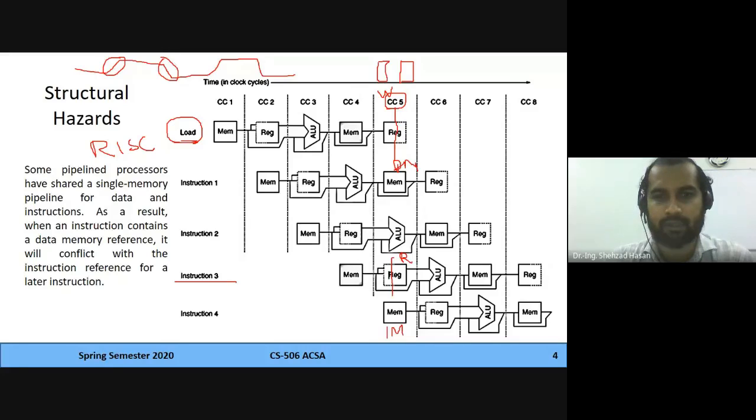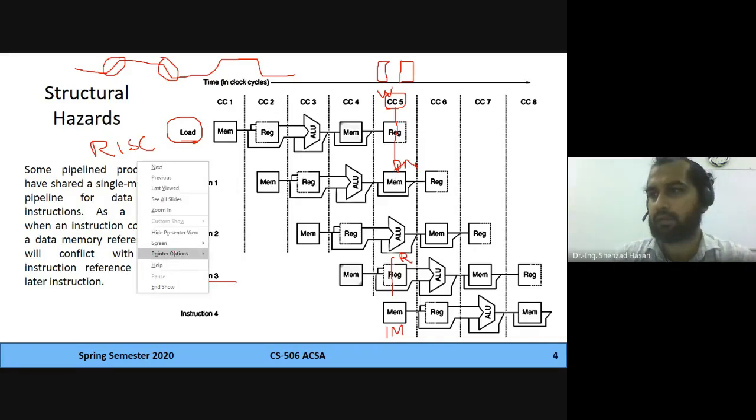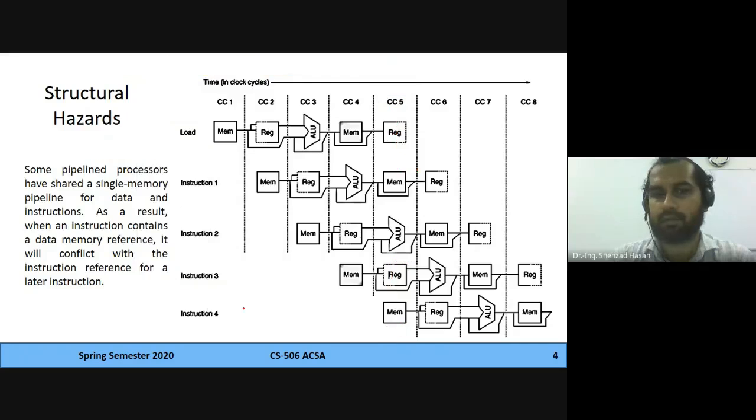Okay, so let's start. Are there any questions for structural hazards? Are there any questions on structural hazards? Okay.